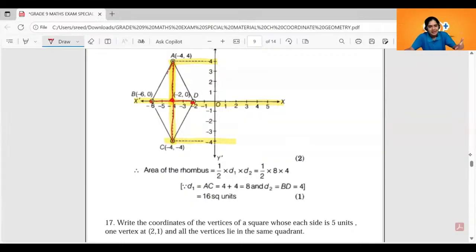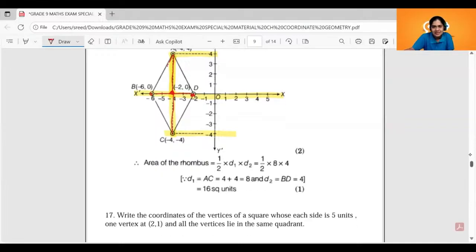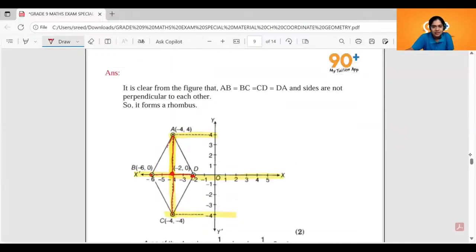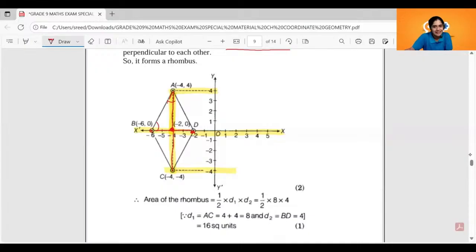So what do you mean by that actually? By seeing it, you get to know that all the sides are equal, right? All the sides, lengthwise, are equal over there. It's clear from the figure, right? AB is equal to BC is equal to CD is equal to DA. And the sides are not perpendicular, which means it's not a square. You can see the angles are not 90 degrees. So which type of quadrilateral is that? It's a rhombus. A rhombus is a quadrilateral in which all sides are equal, but the angles are not 90 degrees, correct? So what is the formula for finding the area of a rhombus?